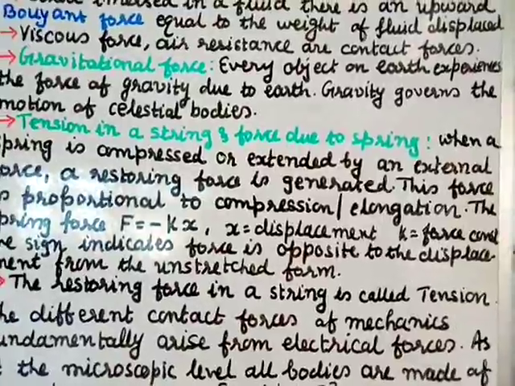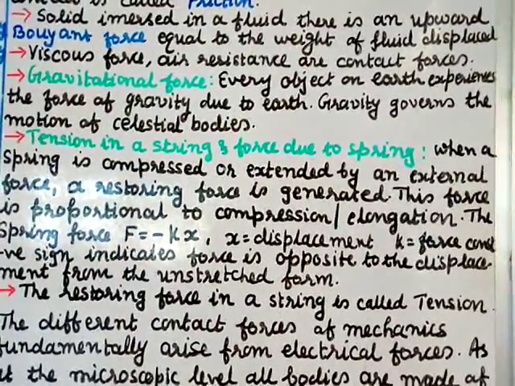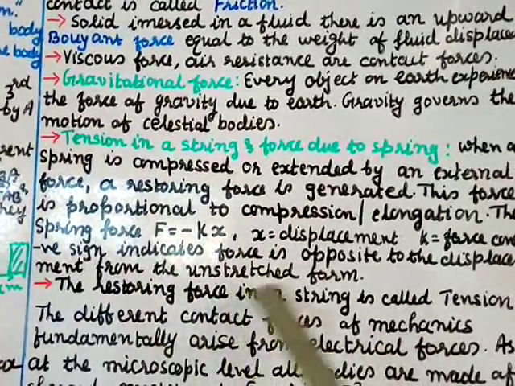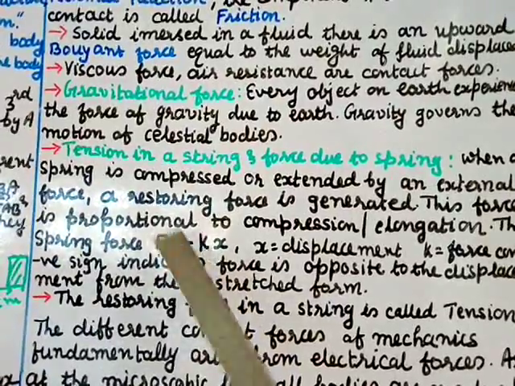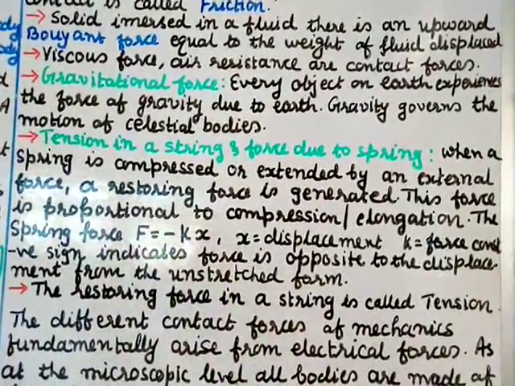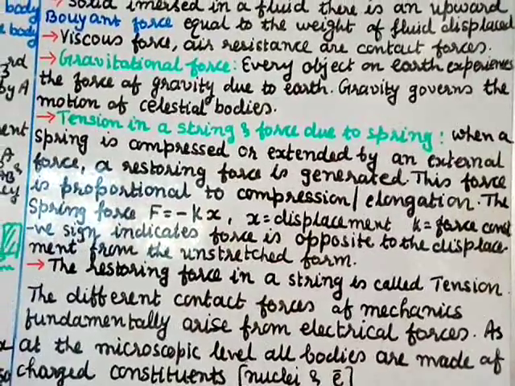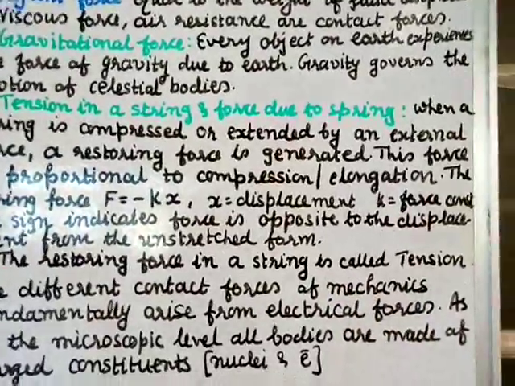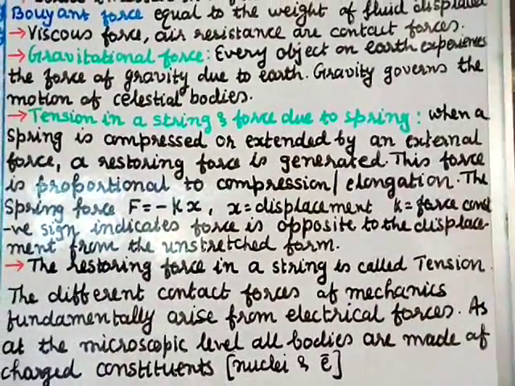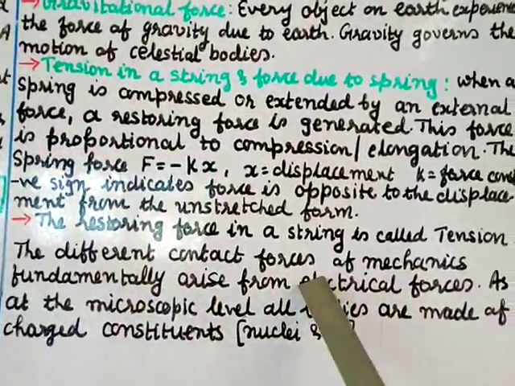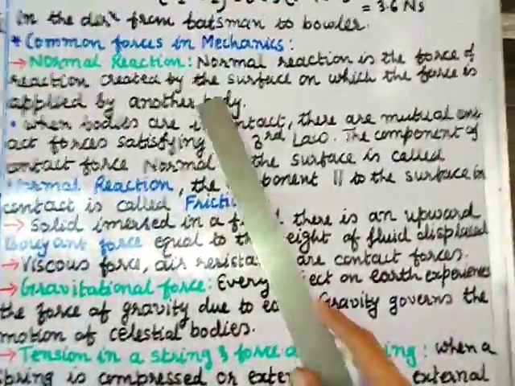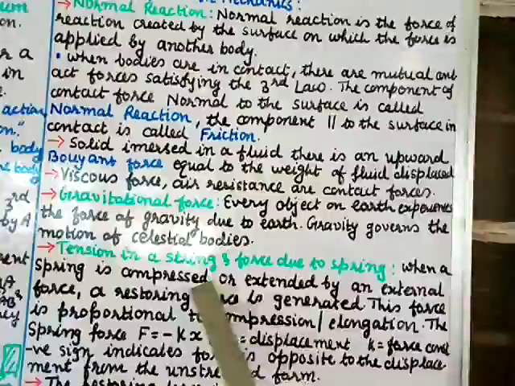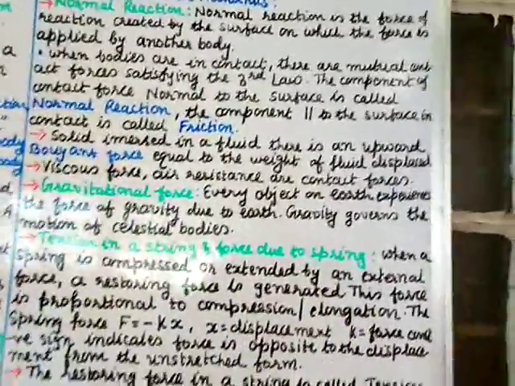So first we have taken the force in the spring. The force in the spring is given by F is equal to minus kx. x is the displacement from the unstretched form. Okay, and this is a minus sign because the force and the displacement are opposite to each other. Next we have the restoring force in a string, which is called tension. So if you have got a string, that restoring force you call the tension in a string. These are the different contact forces we have seen: the normal force, the friction force, the buoyant force, the tension in a string, and the force due to spring. These are all called contact forces.